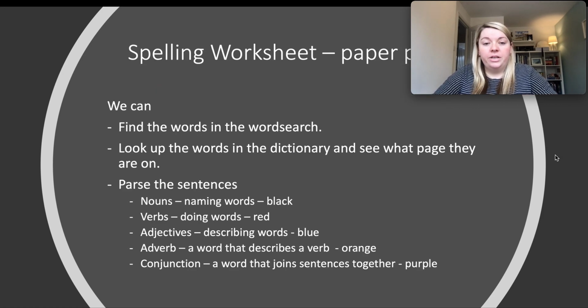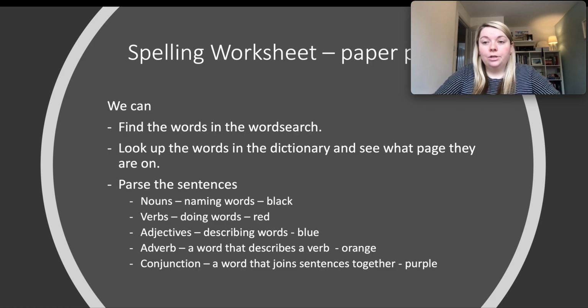So for your worksheet, what I'd like you to do is find the words in the word search at the top of the page and either colour them in or mark them with a pencil. Then there's 6 words I'd like you to look up in the dictionary and see what page they're on and write down the page number. The bottom asks you to parse a sentence. Now a few of you messaged me asking, what does this mean?